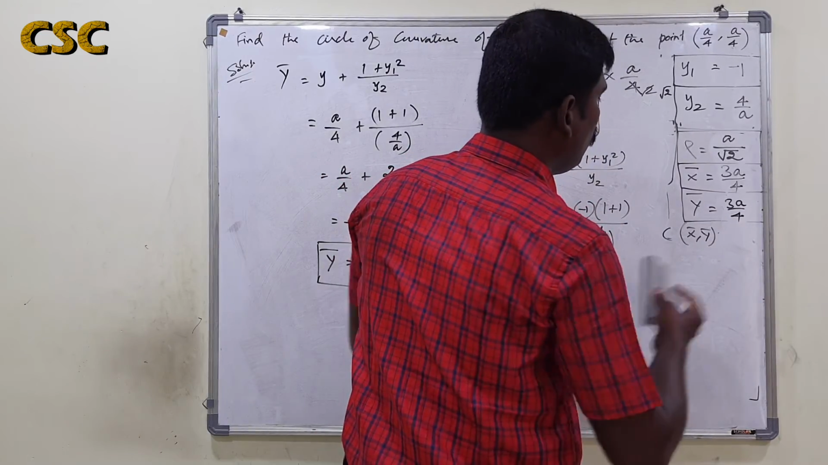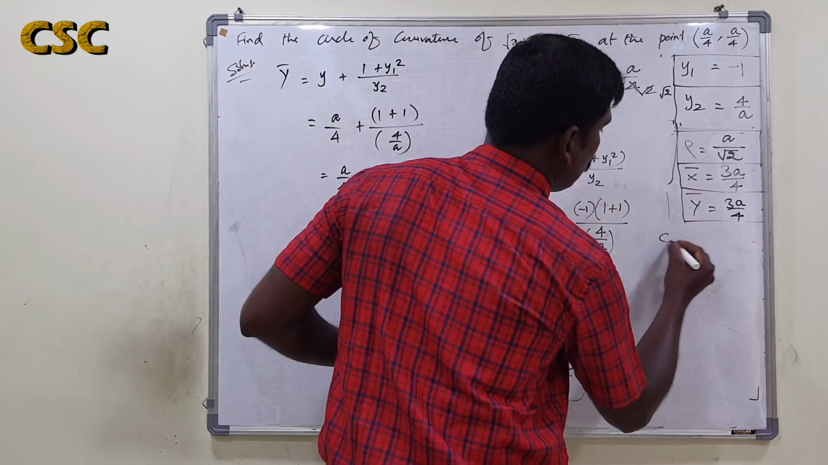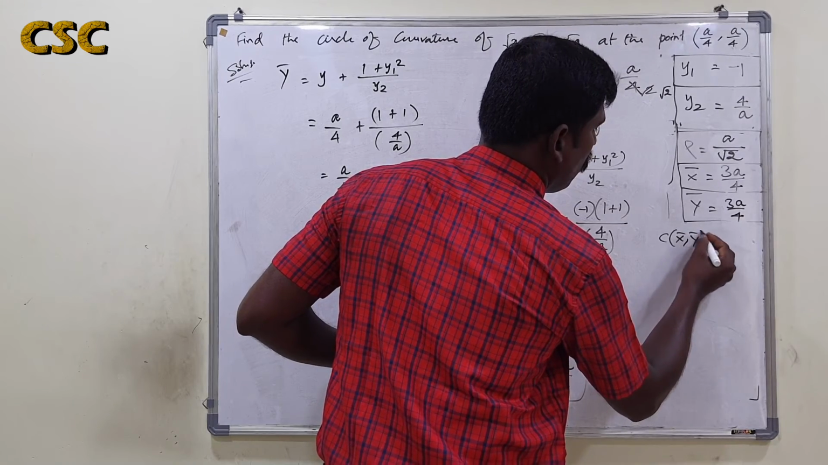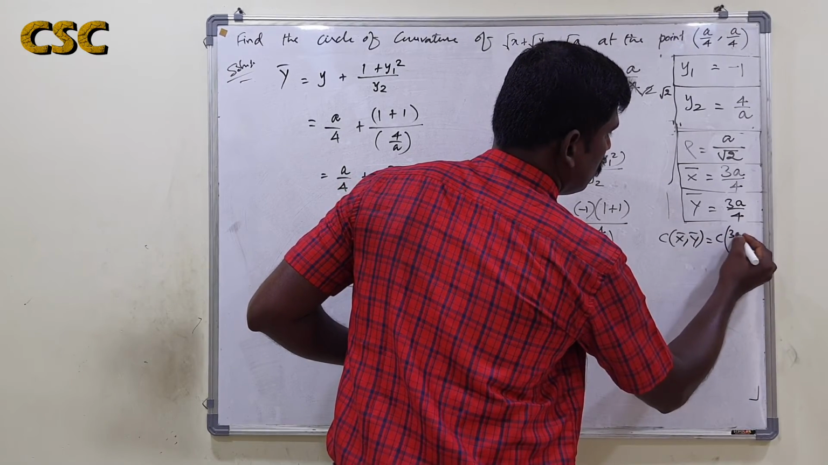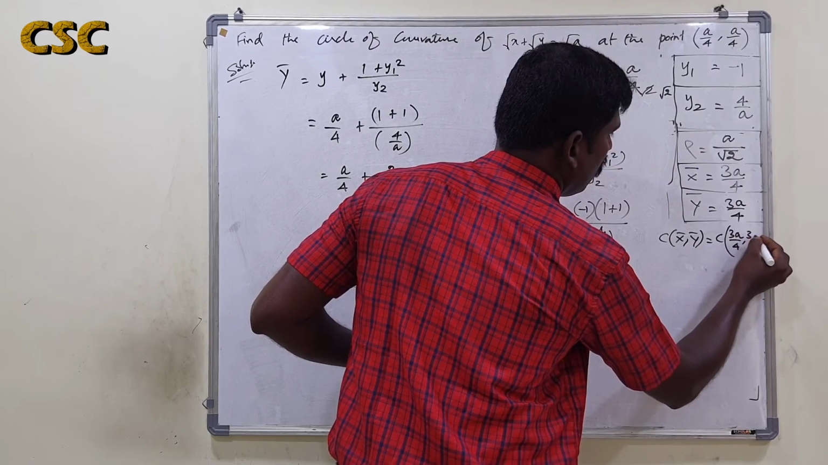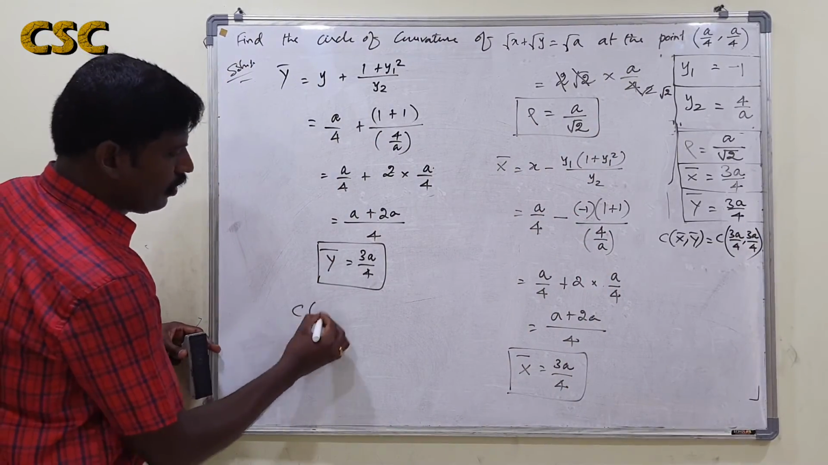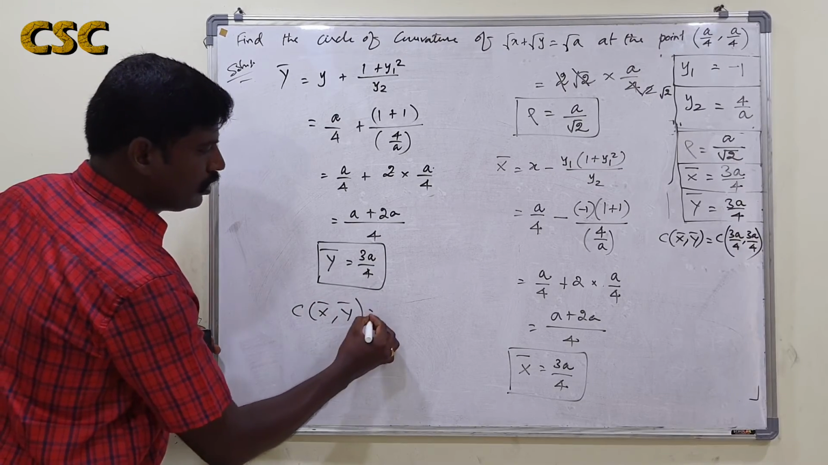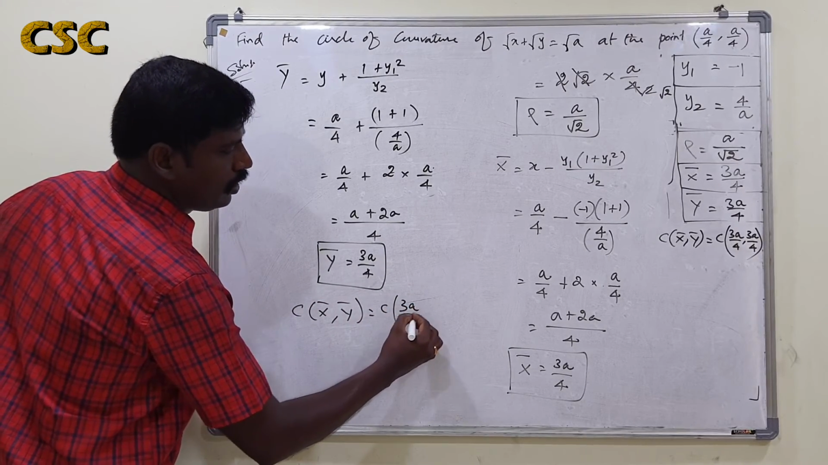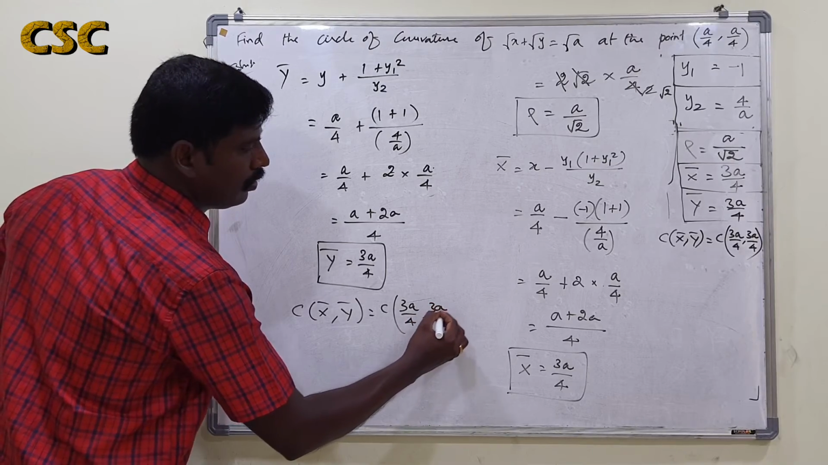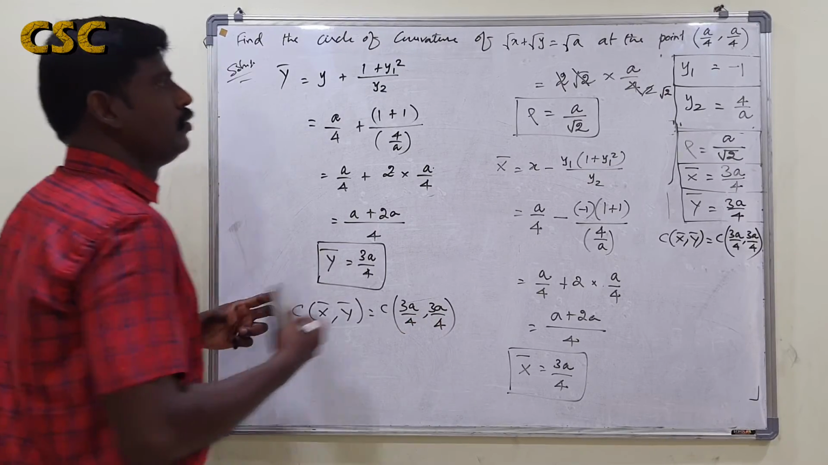What is the center of curvature? C. x bar comma y bar is equal to C, 3a by 4 comma 3a by 4. Right? Center of curvature x bar comma y bar is equal to C, 3a by 4 comma 3a by 4. Right?